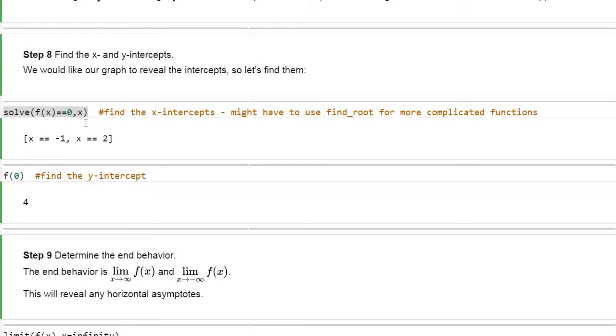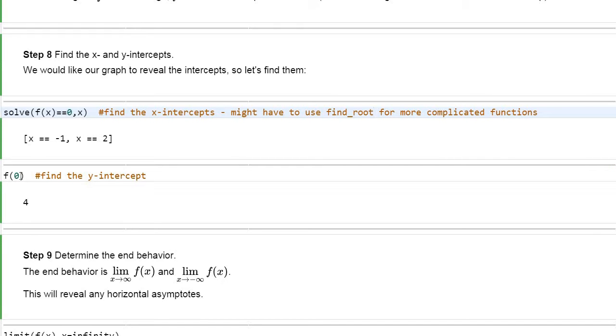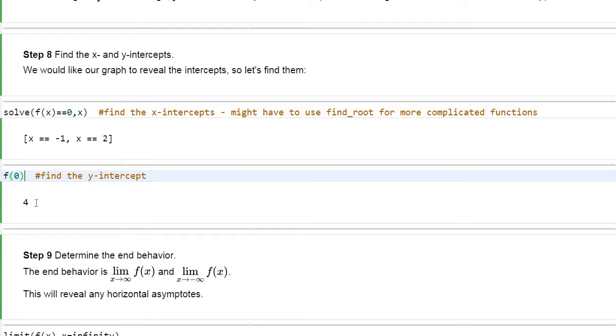And again, if Sage is not able to solve this equation, you might have to use the find root command. Go back to the solving equations lab. That was, I think, week 2 or something, if you need to review that. The y-intercept is f of 0. As long as 0 is in the domain of the function, it has a y-intercept, which is f of 0. So here the y-intercept is 4.